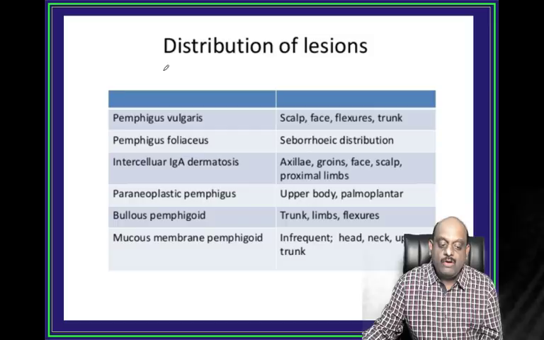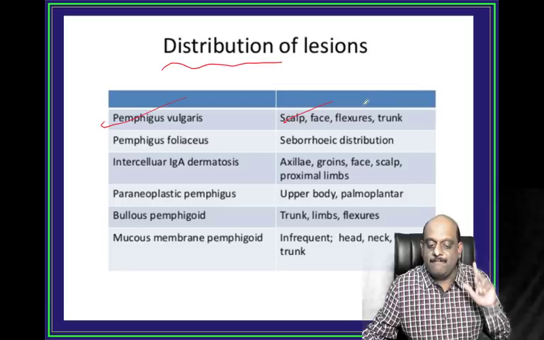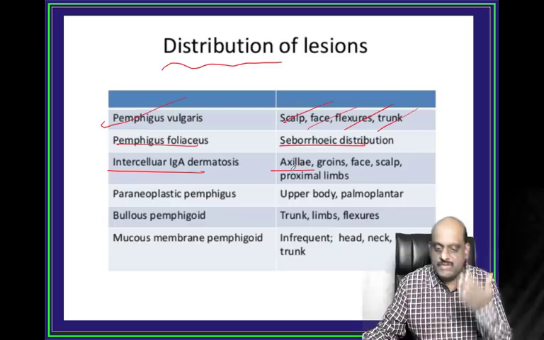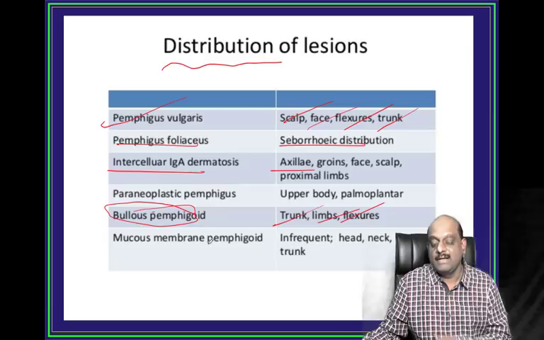Now, where is the distribution? Pemphigus vulgaris, scalp, face, flexure, trunk. Pemphigus foliaceus, seborrheic distribution. Then intercellular IgA dermatosis, axillae, groin, scalp, face. Bullous pemphigoid, trunk, limb, flexures. That is what you need to appreciate.